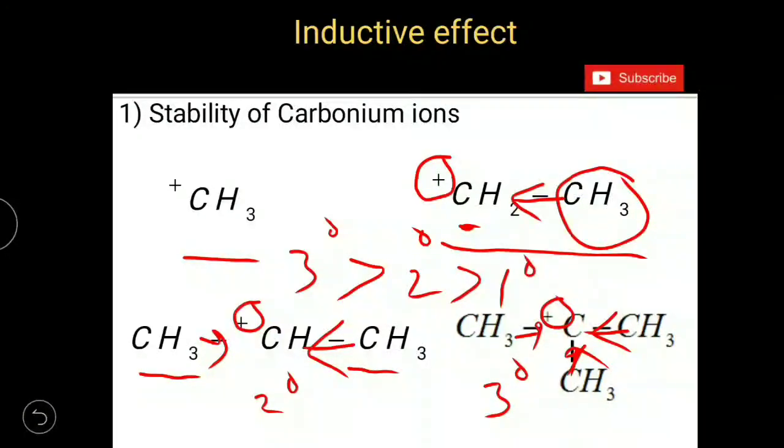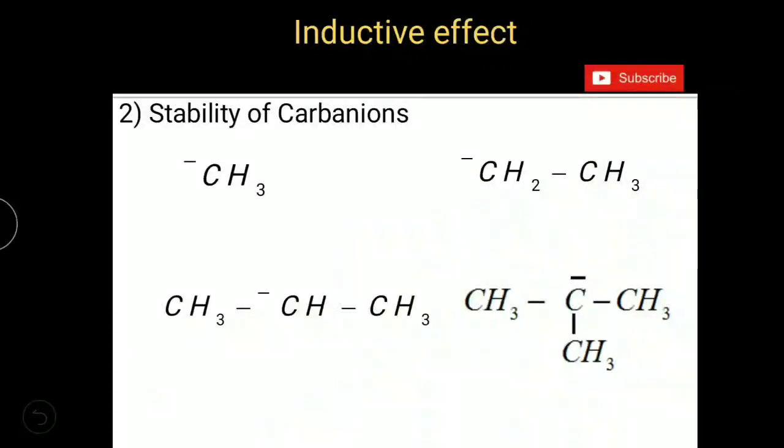In the same way, when we come to stability of carbanions, methyl carbanion is primary, ethyl carbanion is also primary, isopropyl carbanion is secondary, and tertiary butyl carbanion is tertiary carbanion. Now compare this methyl carbanion and ethyl carbanion.